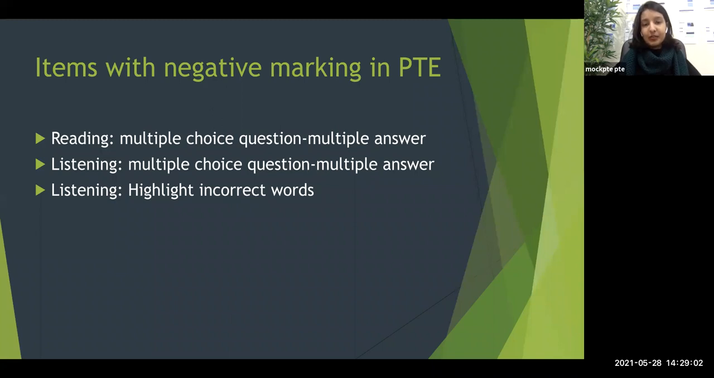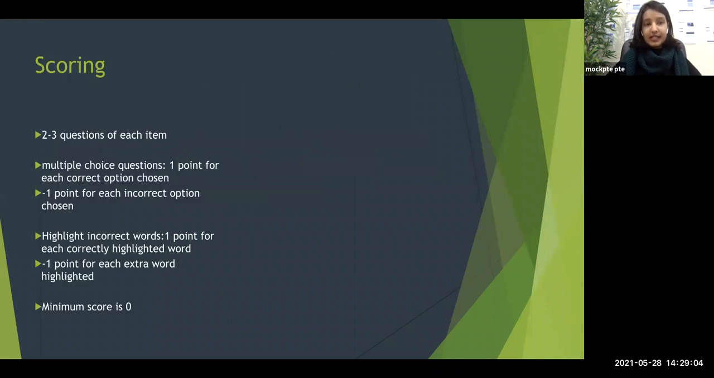Now, how the negative marking works. Each of these items, you will be getting minimum 2 questions, maximum 3 questions. So 2 or 3 multiple choice, multiple answer in listening, 2 or 3 multiple choice, multiple answer in reading, 2 or 3 highlight incorrect words. Now, in your multiple choice questions, scoring is exactly the same for both listening and reading. So you can consider the same for both.